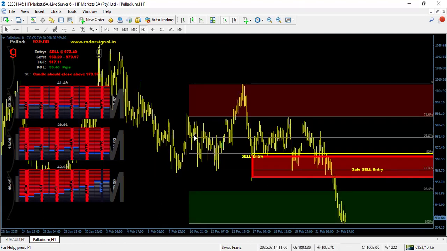So on Palladium, the signal was very good. The signal was very nice. It went on profit very well. If you took this signal on Palladium, you should be on profit now, right?